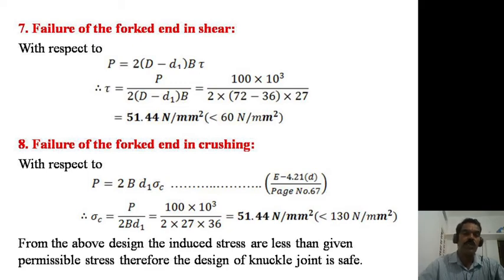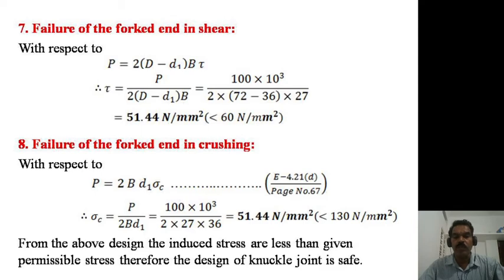So the last point is failure of the forked end in crushing. So what is the formula here? Load is equal to area into the concerned stress. So what type of stress is going to be applied here? That is crushing stress. Crushing stress is denoted by sigma c. Therefore capital P is equal to 2 times B into small d1 into sigma c. But in this equation, what are we going to find out? Sigma c. Therefore we have to take it outside, that is sigma c is equal to capital P divided by 2 into B into d1.